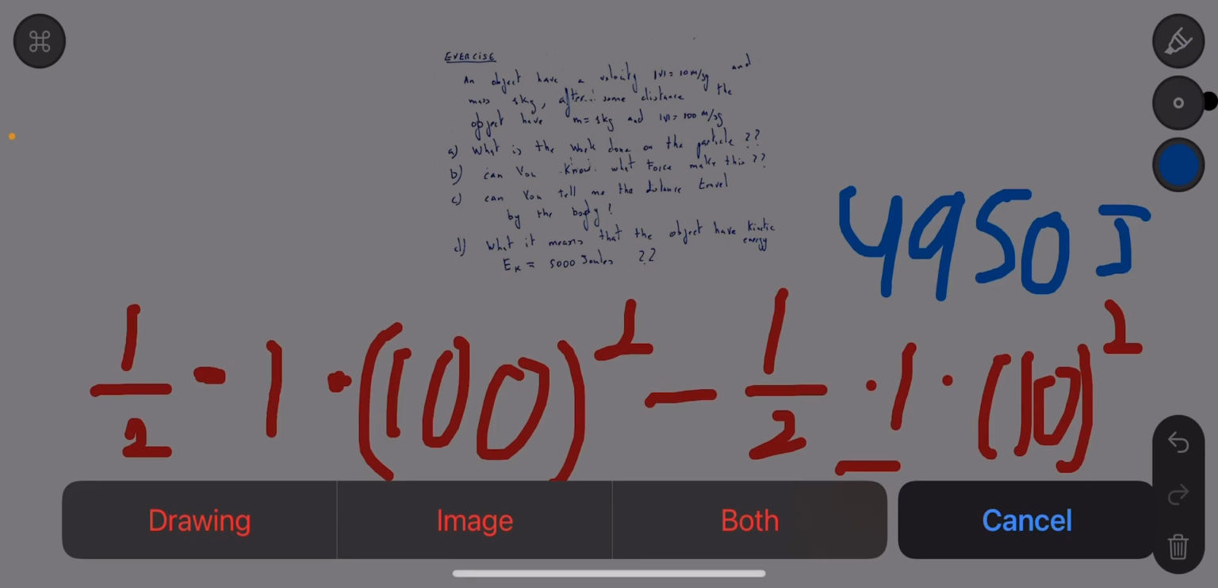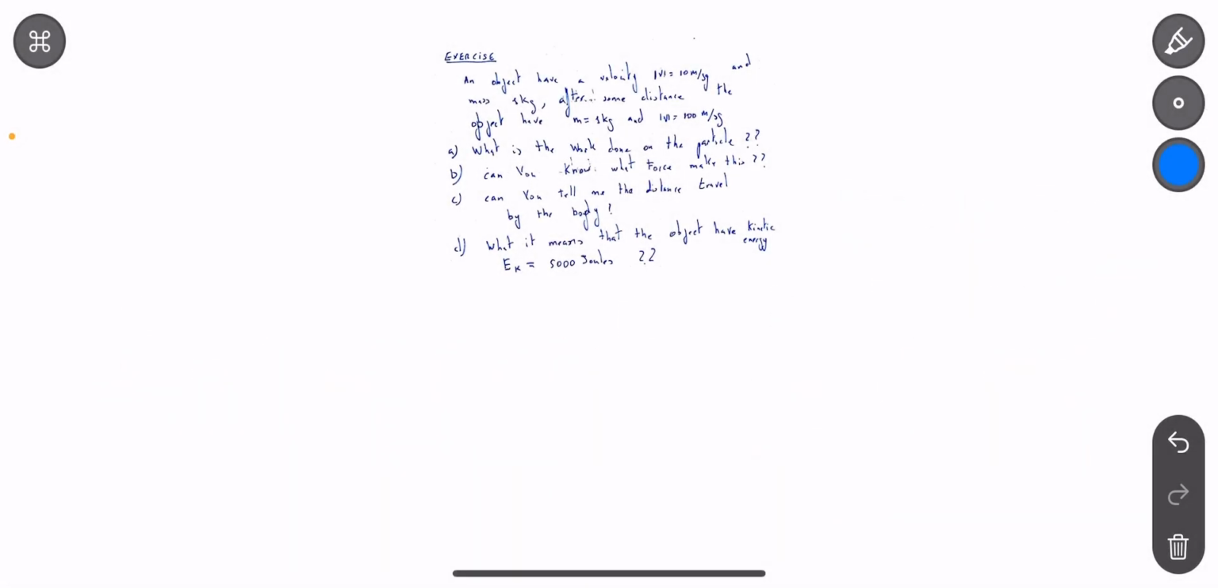Now, what I was talking about earlier was about part B, that we don't know who does it, so we don't really know what force makes this. We don't, because it doesn't specifically tell us what kind of force makes this, although we calculated the kinetic energy, the KE, the work is being done.